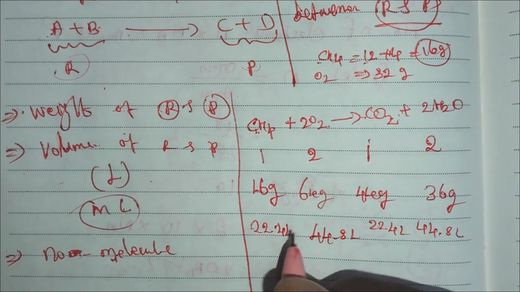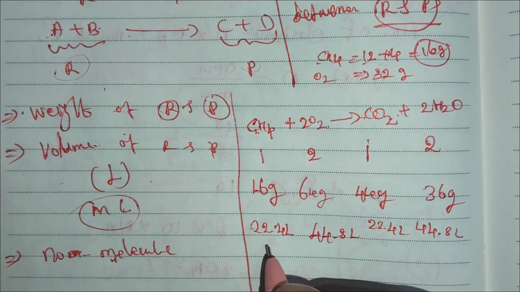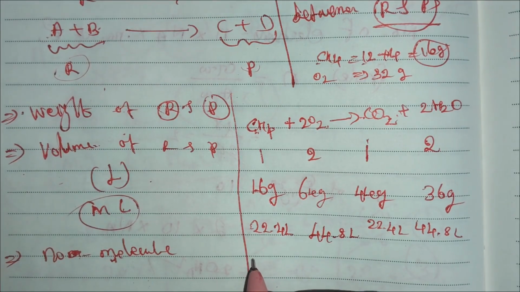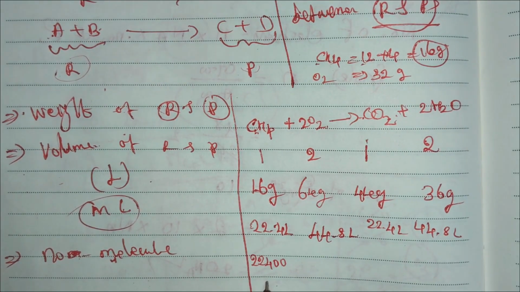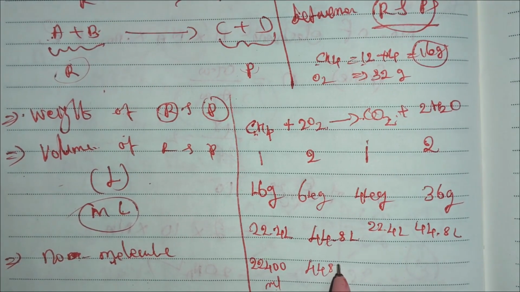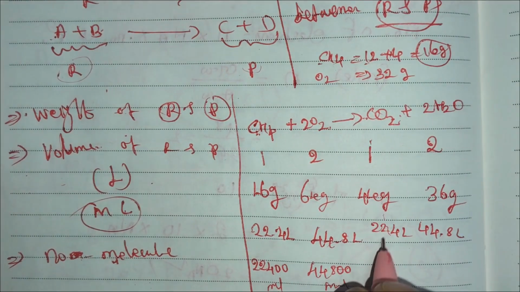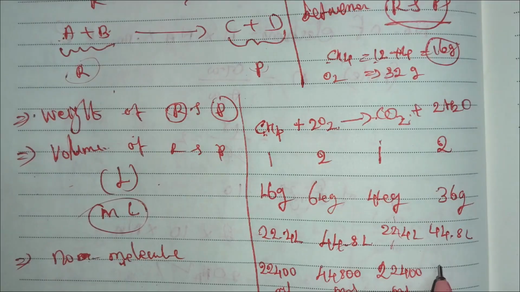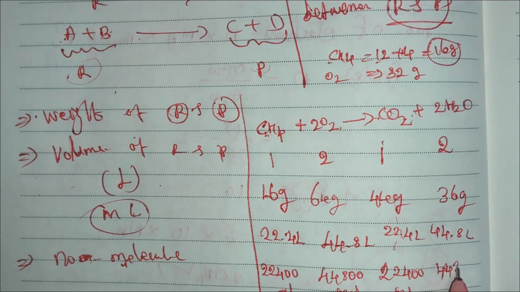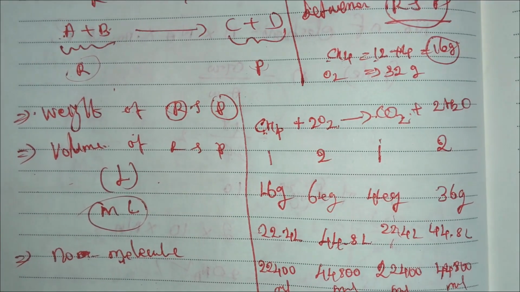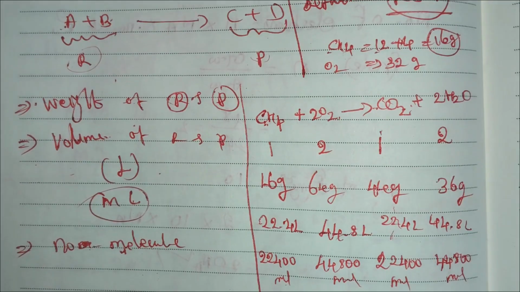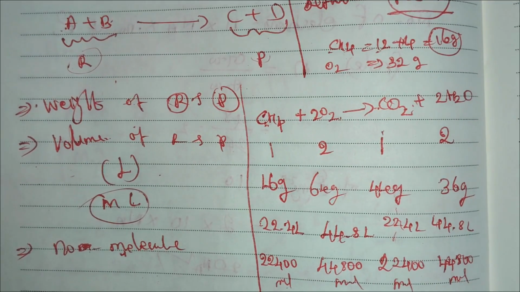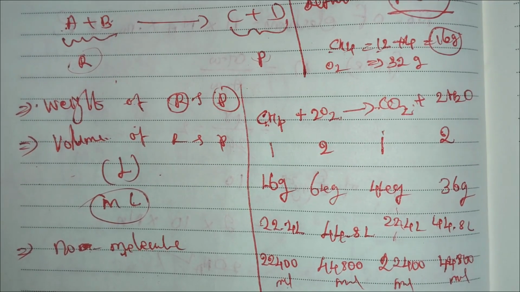Also, to convert liter to ml, we multiply by 1000. So after multiplying by 1000, it is 22,400 ml, here 44,800 ml, and carbon dioxide has 22,400 ml, and water, as 2 moles, has 44,800 ml. So these are simple relations, especially for finding the stoichiometry. Stoichiometry is nothing but the quantitative relation between the reactant and the product.